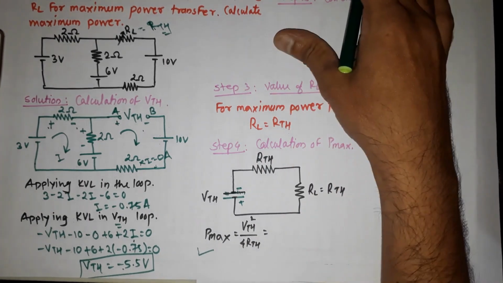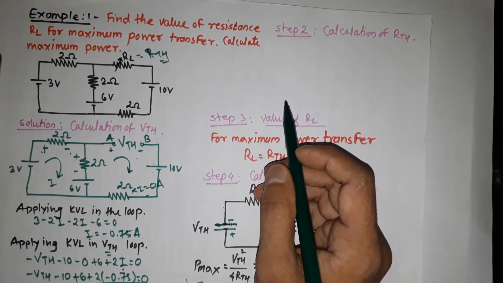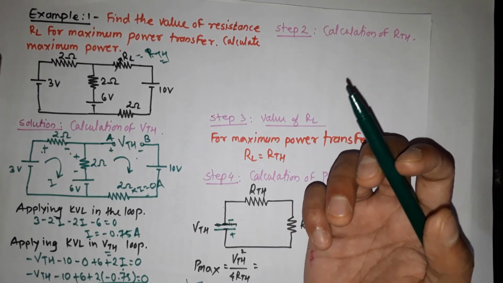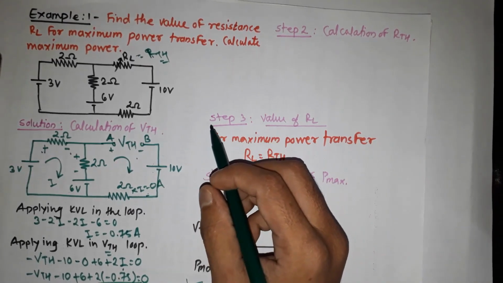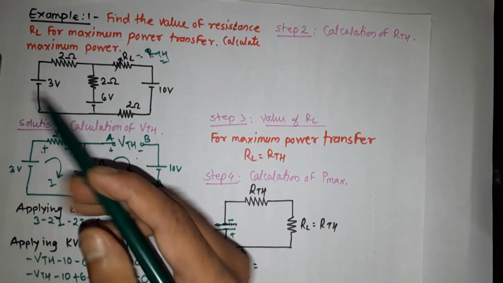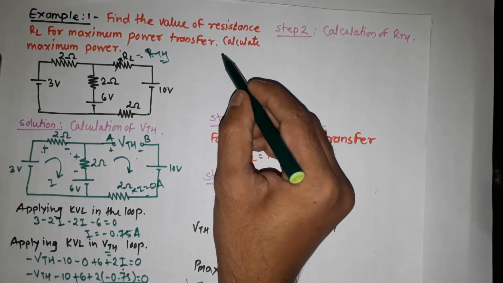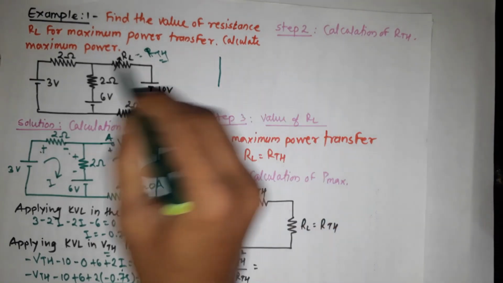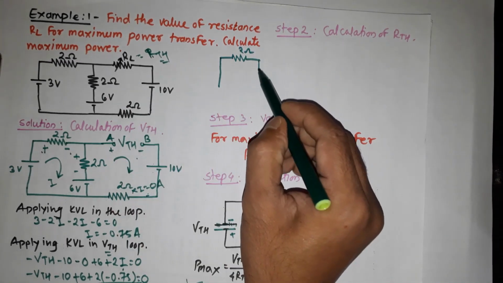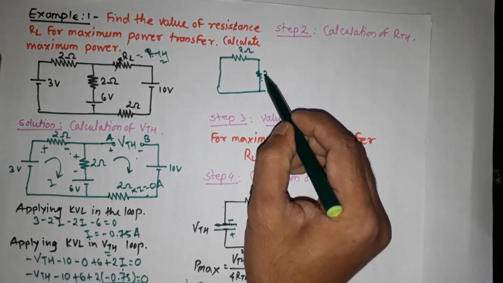Now the second step is calculation of RTH. For calculating the Norton's resistance or Thevenin's resistance, the procedure is the same. We are replacing the voltage sources and the current sources with their internal resistances. So voltage sources should be short circuited, current sources should be open circuited. So see here, this 3 volt source should be short circuited. Then here it is a 2 ohm resistance as it is, and this 2 ohm resistance as it is. Then this 6 volt source should be short circuited, so here it is a 2 ohm.